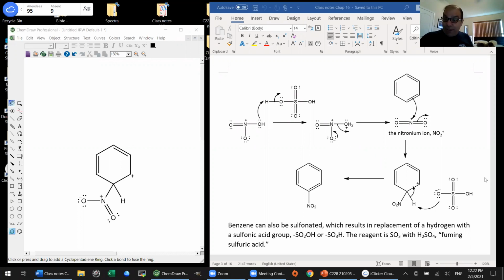Anything else would be a better base than bisulfate ion, but there literally is nothing else. So we'll use that to pull off our proton and regenerate the aromatic ring. And again, the driving force for that is so strong that as terrible a base as the bisulfate ion is, it's good enough.